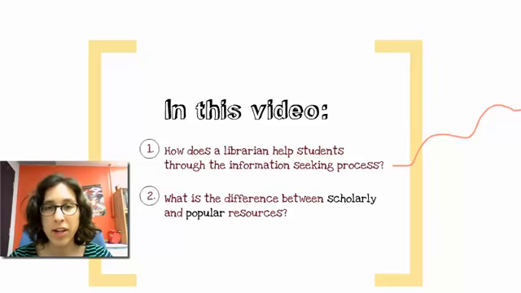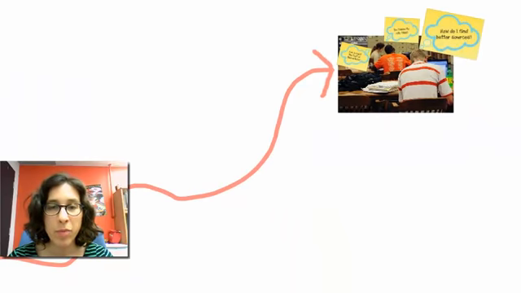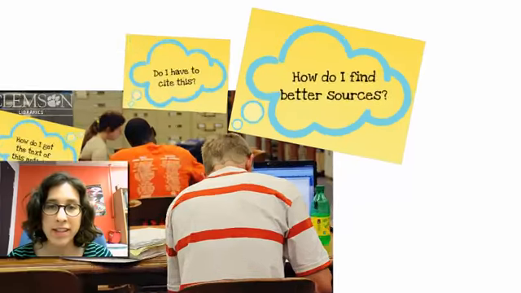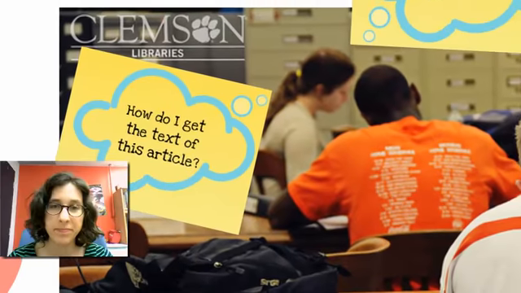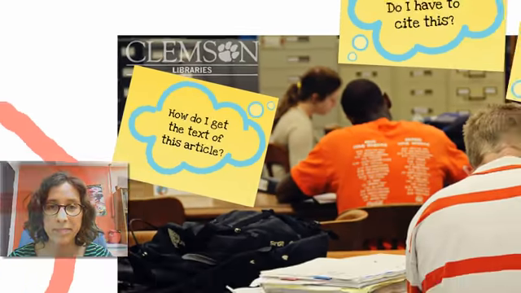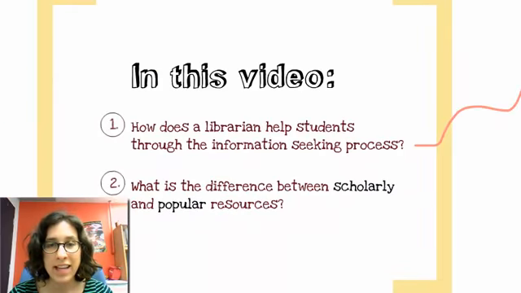In this video I'm going to be talking about two things. The first is how a librarian can help students through the information seeking process. You probably know that if you're looking for a book or an article, you can ask me for assistance, but I want to show you other ways that a librarian can help you through the research process. And secondly, we're going to look at the difference between scholarly and popular resources, which is something that you'll need to know in order to do academic research.